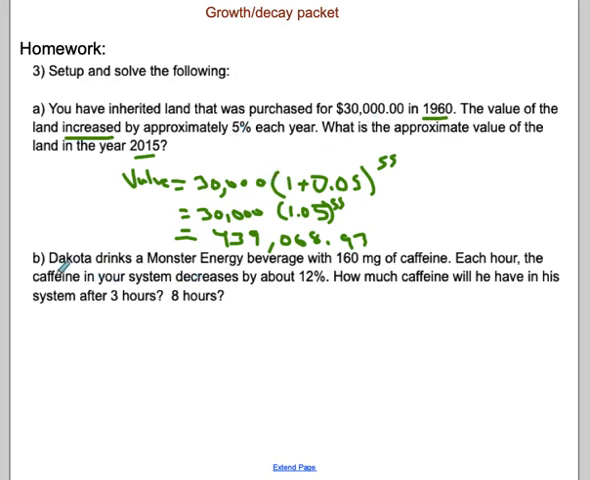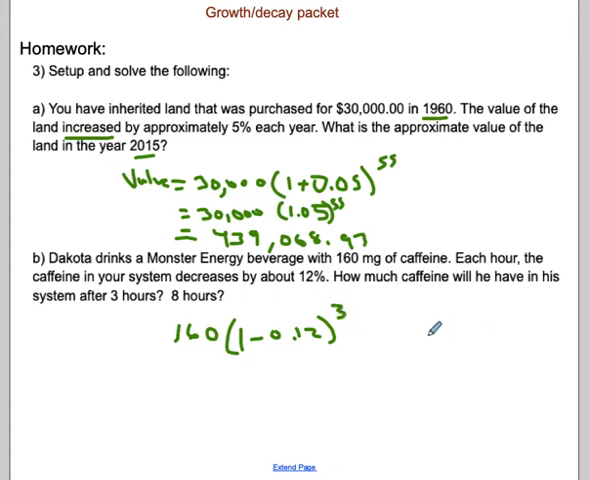Part B is a decay here. So you start with 160 milligrams of caffeine once you drink that energy drink, and every hour you're losing caffeine in your system. So it's decreasing by about 12%. So you'd see 1 minus 0.12. How much caffeine will you have in your system after 3 hours?